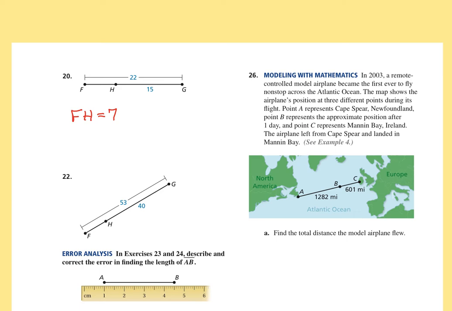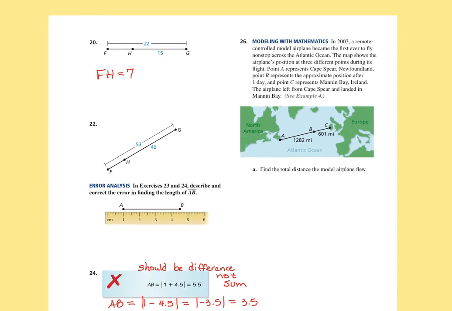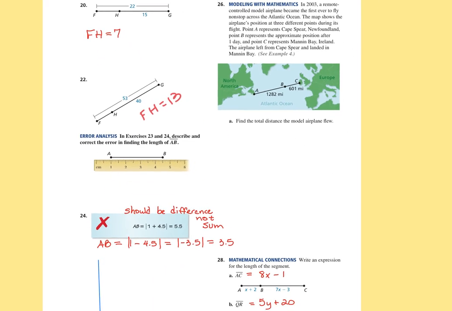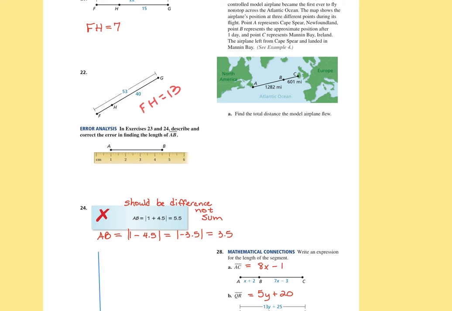20 was FH is 7. 22, what are we looking at? FH would have been 13. 24, it should be different because it's not a sum, right? Wait, it should be different. Yeah, because you're finding the difference to find the length. Why is that blurry? Not the sum.